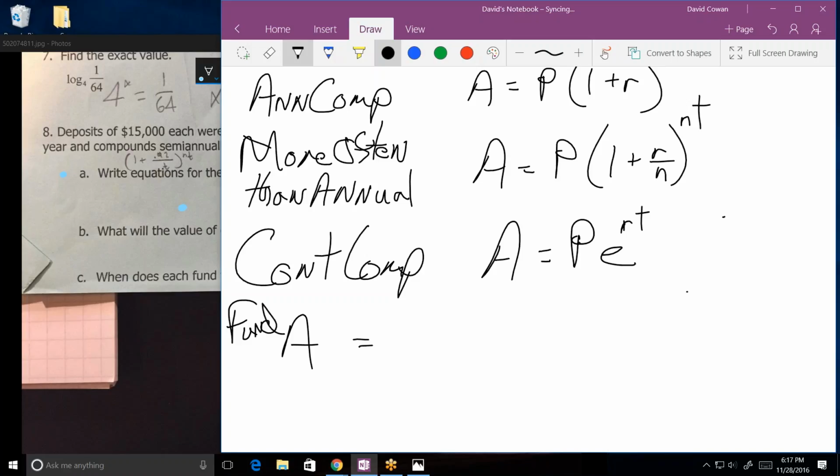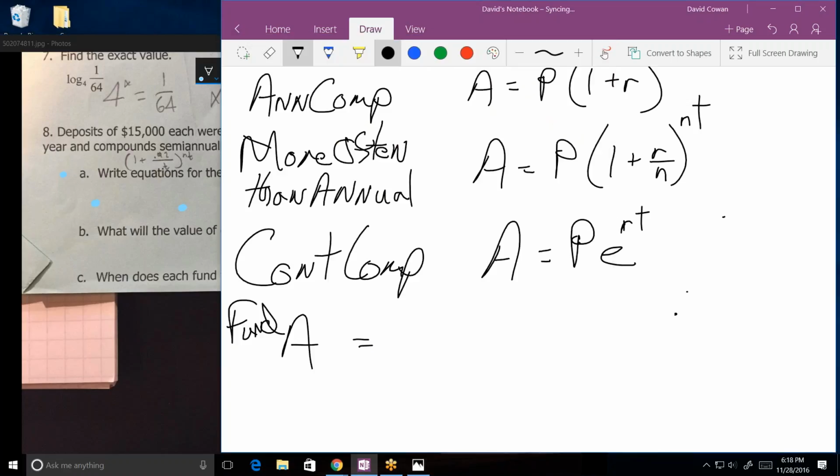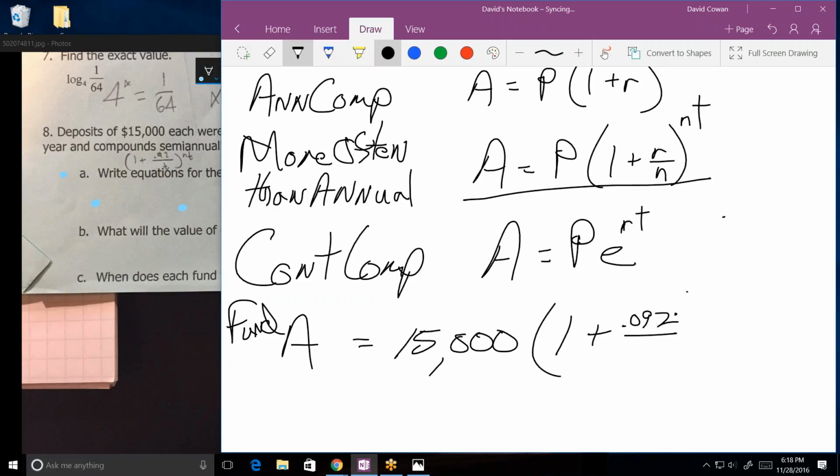What's it going to be? First of all, it's compounding semi-annually at a 9.2% rate. So if V of t equals 15,000 times 1 plus 0.092 over 2, to the power of 2t.